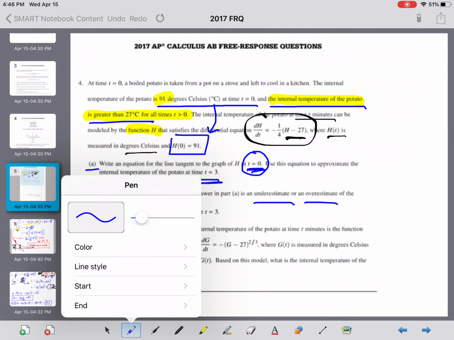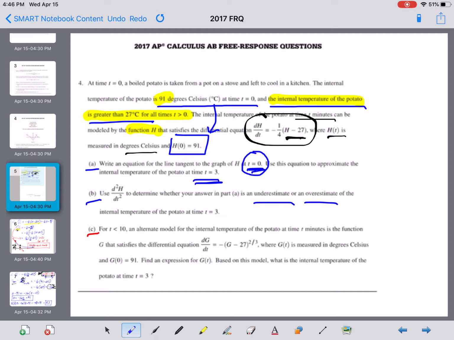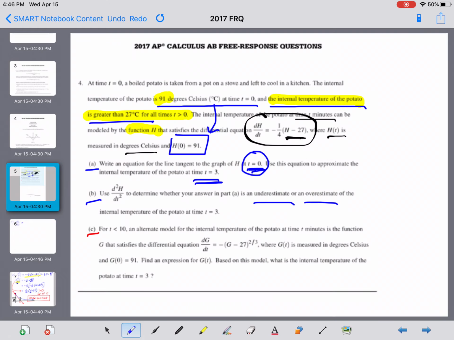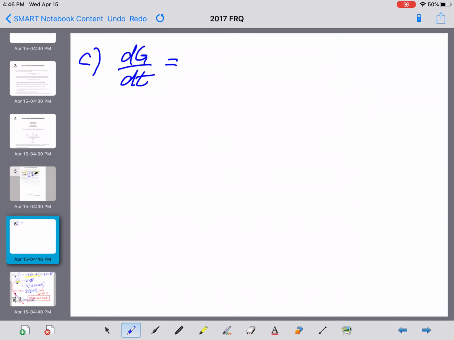Okay, and in this problem, let's read this one. For t less than 10 minutes, we've been given an alternate model for the internal temperature of the potato, and we've got this diffy-q that's given to us for that one. So dg/dt, sorry guys, I better take a second and write this down. The derivative of g taken with respect to t is equal to the opposite of (g minus 27) to the 2/3 power. Ugly, but there it is.